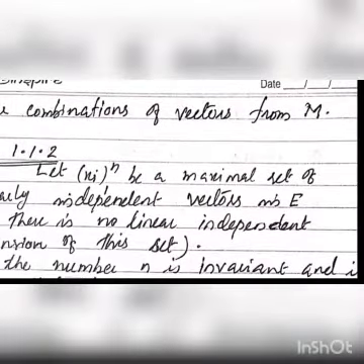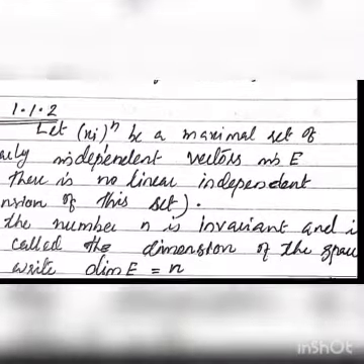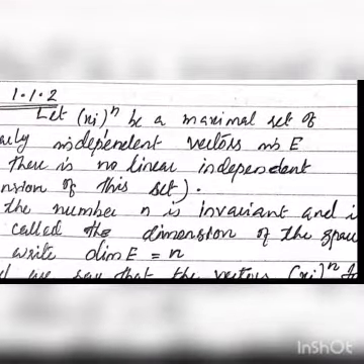Now we are going to the first theorem of this session, theorem 1.1.2. Let xi, i from 1 to n, that is x1, x2, x3, etc., xn, be a maximal set of linearly independent vectors in E. So what do we mean by a maximal set of linearly independent vectors? It means that further extension of this set as an independent set is not possible.